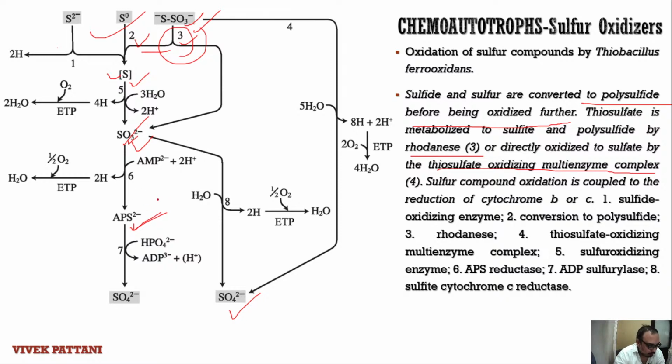No problem. This APS will be further converted into sulfate with the help of the enzyme ADP sulfurylase, which is basically an adenyl transferase, and this SO3 minus will be directly converted into sulfate with the help of the enzyme sulfide cytochrome C reductase.